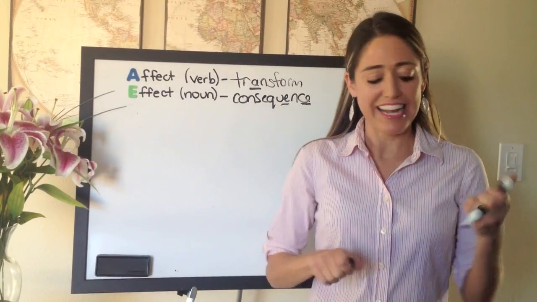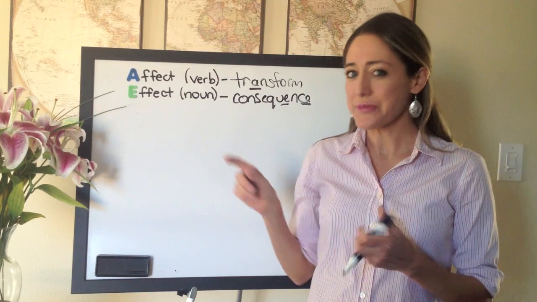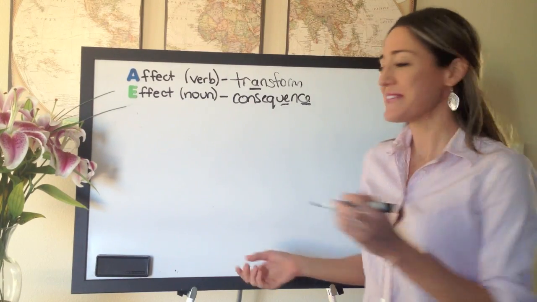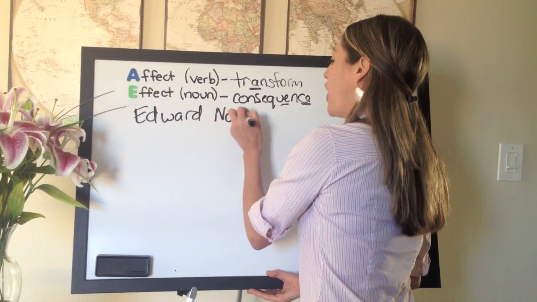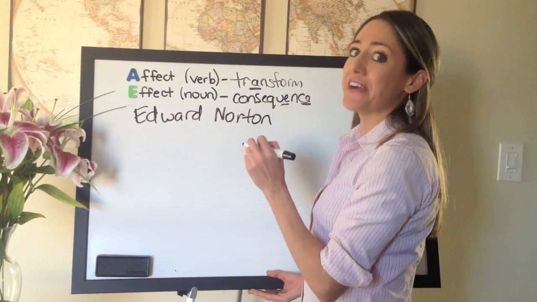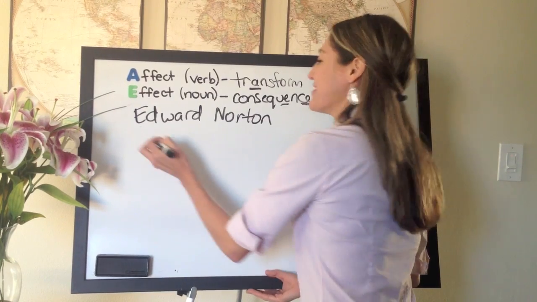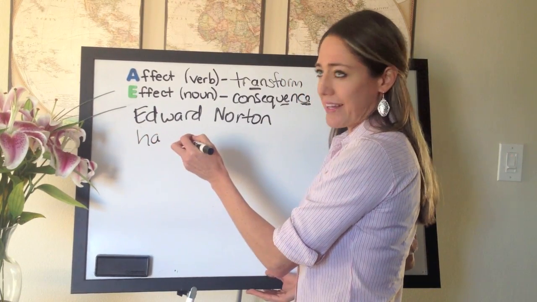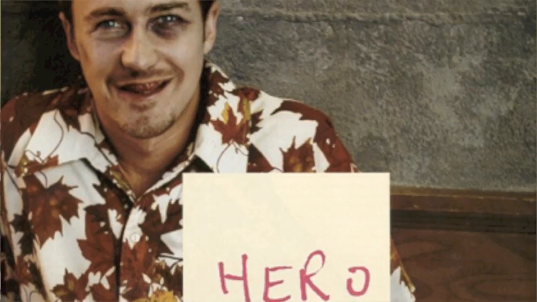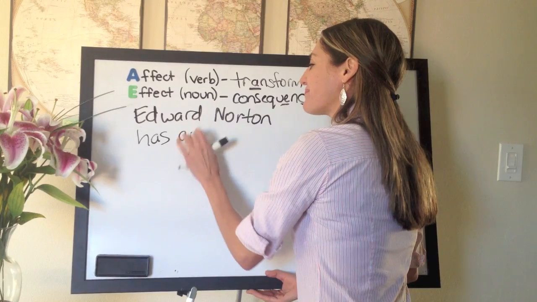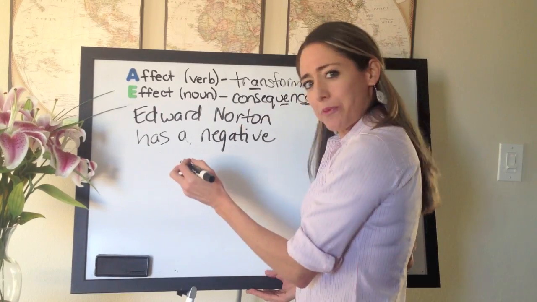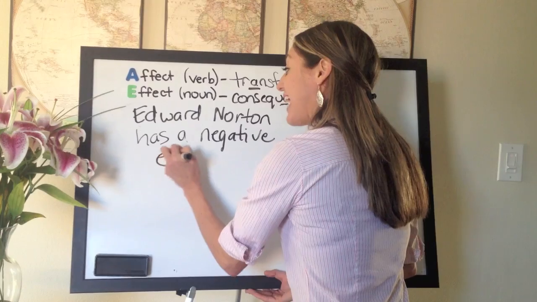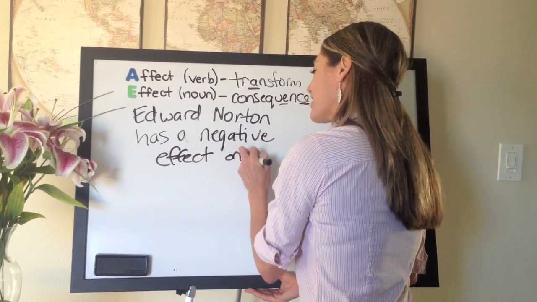So the only famous person that I could think of that had the initials EN was Edward Norton, the actor. So I'm going to use him. I'm going to say Edward Norton has a negative effect with an E on me. Not that he's a bad actor, he's a great actor, but he always plays the negative roles like a villain or a bad guy or just kind of like a creeper. If you think of the movies that he's been in, like American History X, or Primal Fear, or The Italian Job, or even Fight Club.